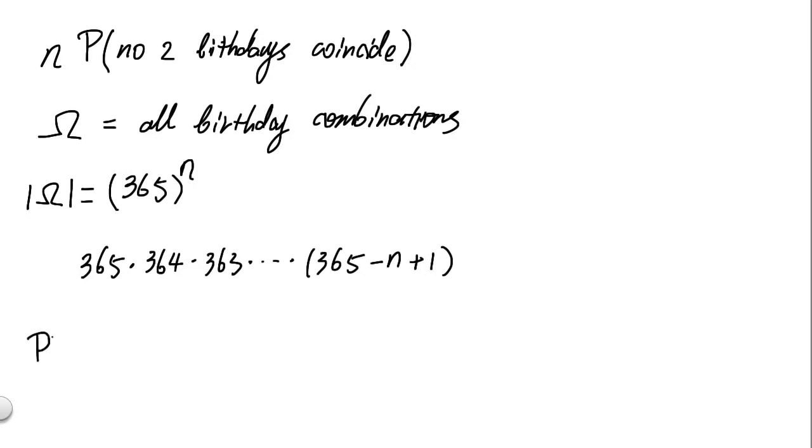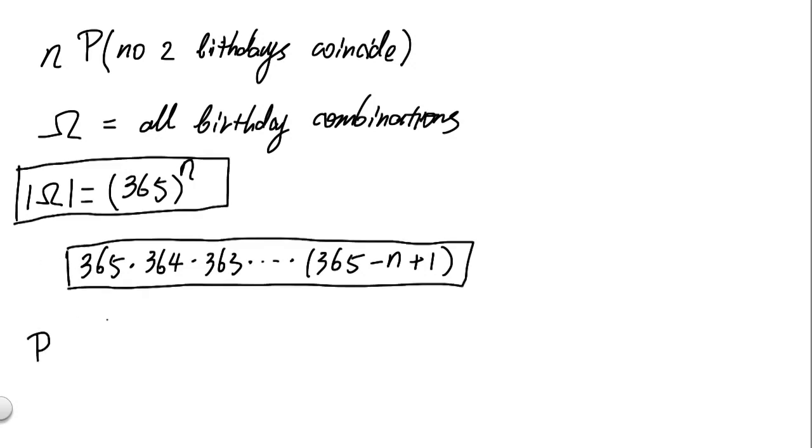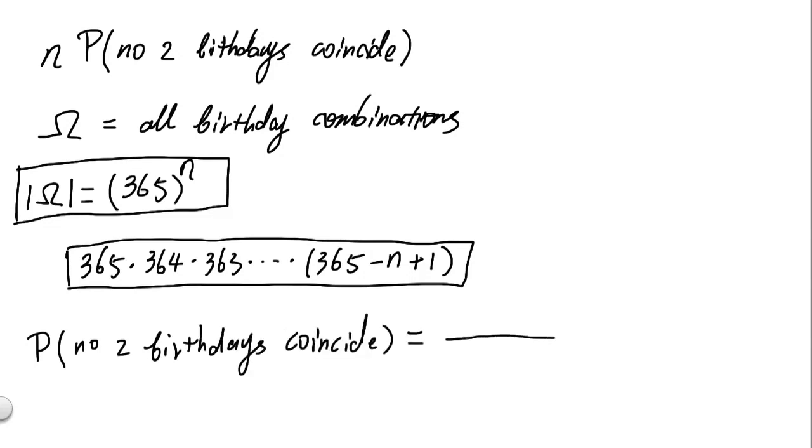Now, looking at these two numbers, we know that the probability of no two birthdays coinciding is equal to the size of the event, which is this product here, 365 times 364, and so on, times 365 minus n plus 1, divided by the size of the sample space, 365 raised to the nth power.